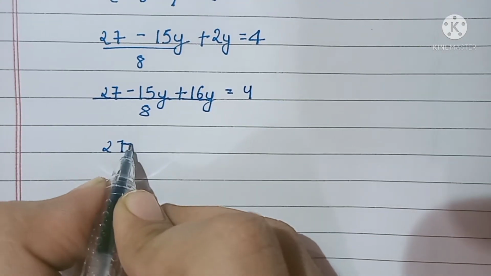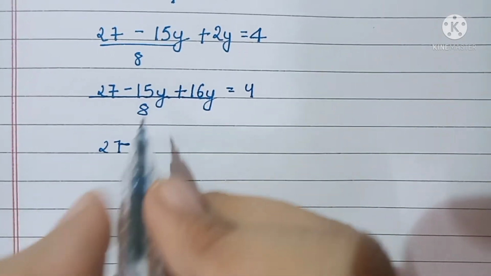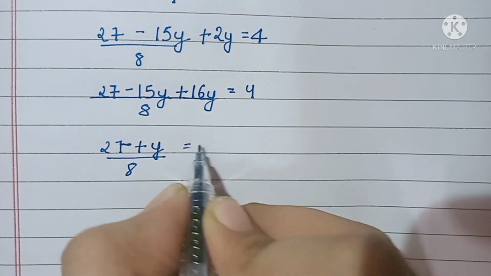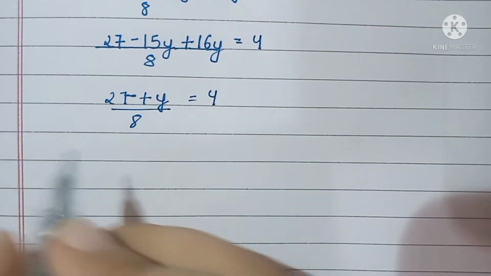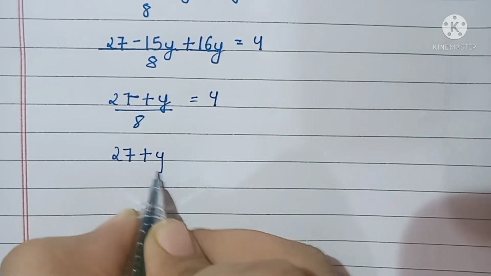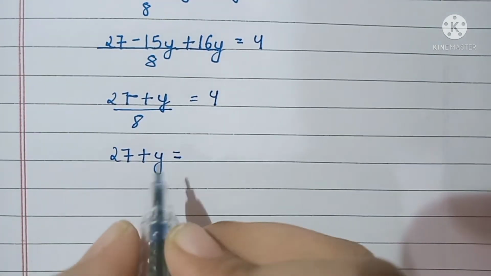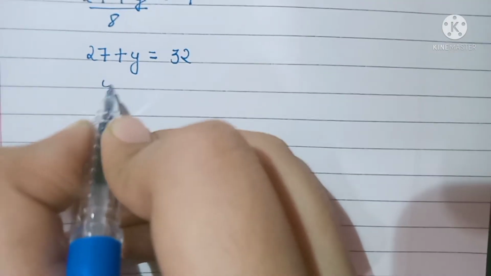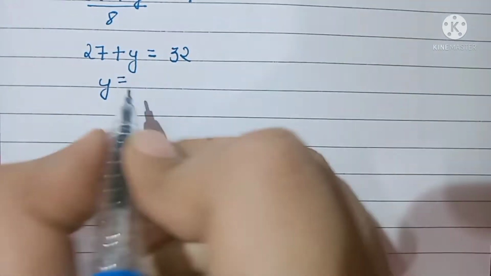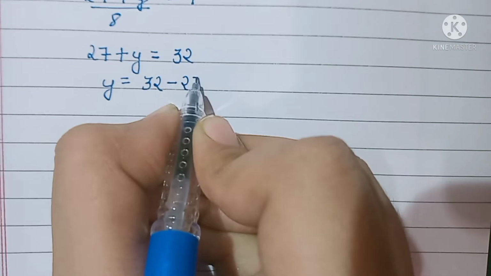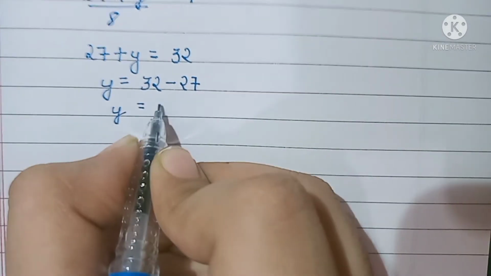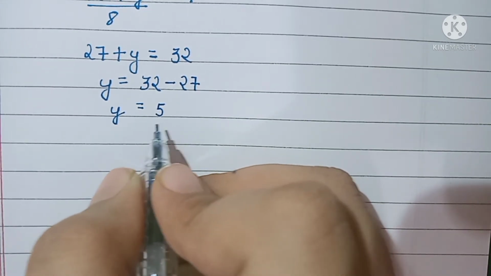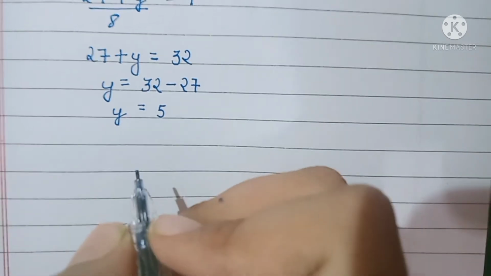27, 16y minus 15y is plus y, upon 8 is equal to 4. 27 plus y, 8 will go to that side in multiply. So 4 into 8 is 32. y is equal to, 27 will go that side in negative, 32 minus 27. So the value of y comes to be 5. Now we know the value of y, the value of y is 5.